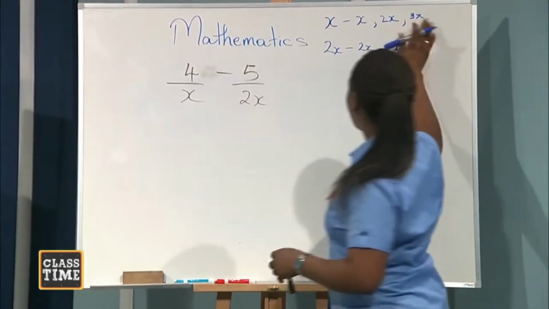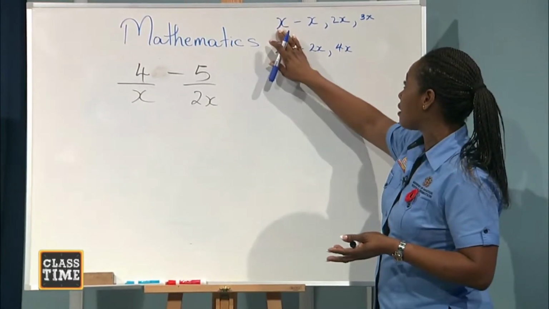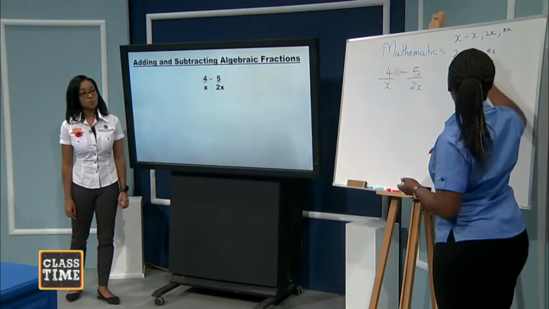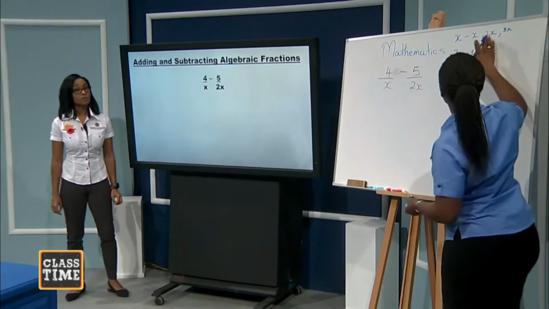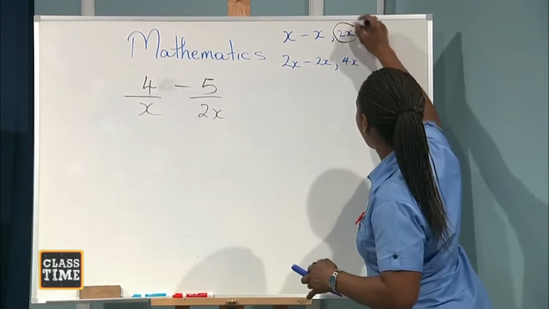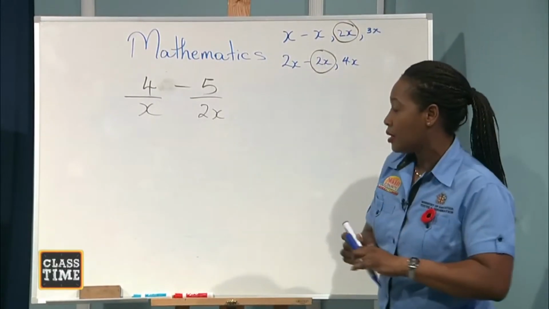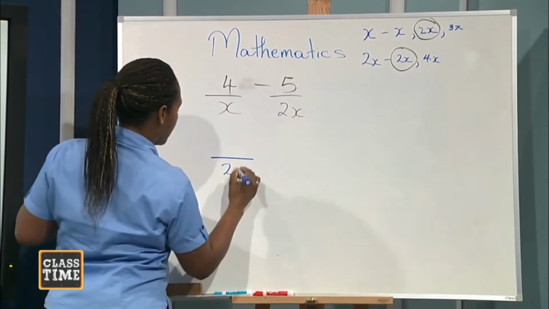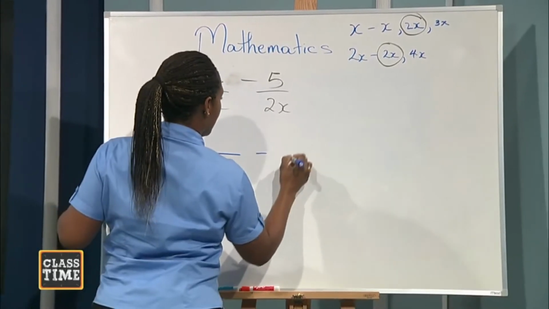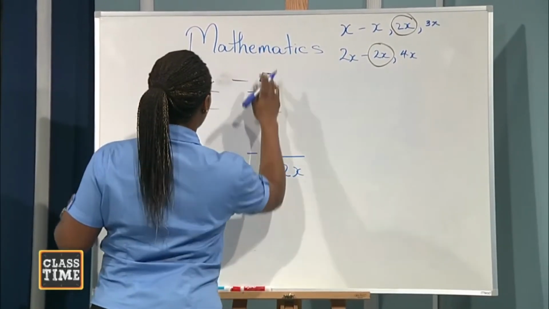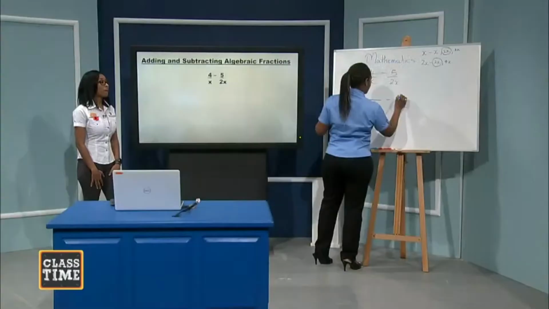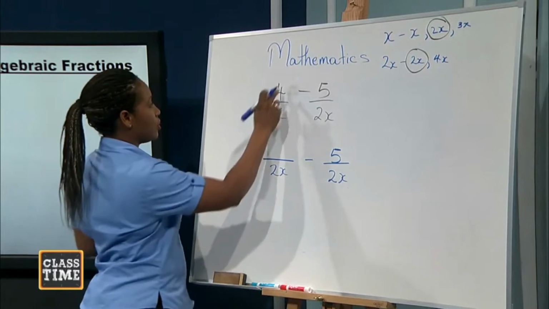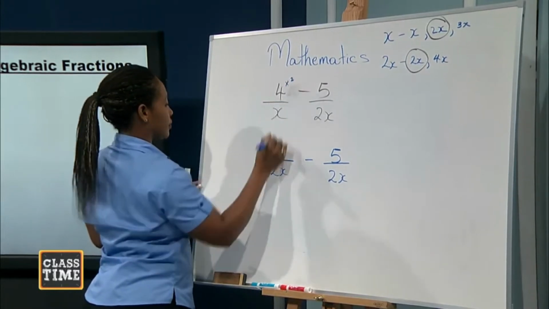But here, I've listed the multiples of x, which are x, 2x, 3x, and we could continue. Multiples of 2x are 2x, 4x, and right away we can see that 2x is common to both denominators, so we can rewrite them from the same family, which is 2x, and then we can operate. So of course 2x remains. Now x divided into 2x gives me 2. 2 times 4 is 8. There you go.